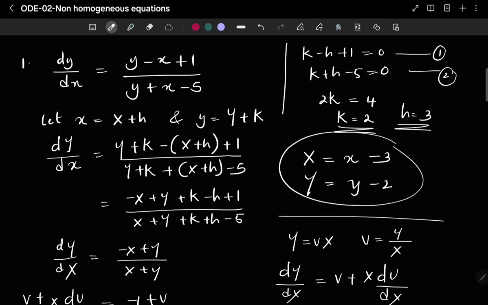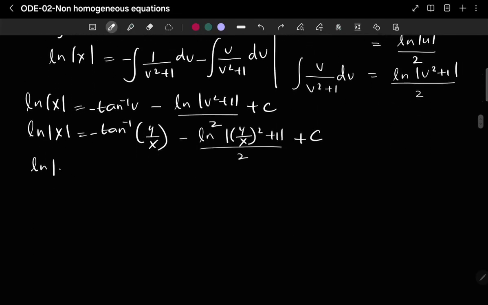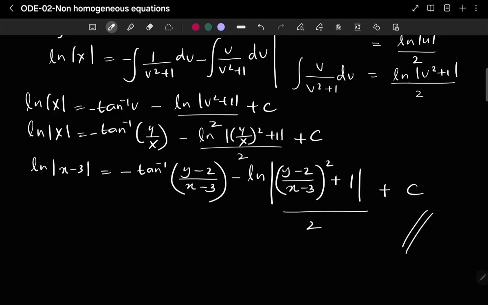So substituting this in the equation, we get x minus 3 equals minus tan inverse (y minus 2 over x minus 3) minus ln of ((y minus 2 over x minus 3) whole thing squared plus 1) over 2 plus c. So this can be kept as the final solution in the implicit form.